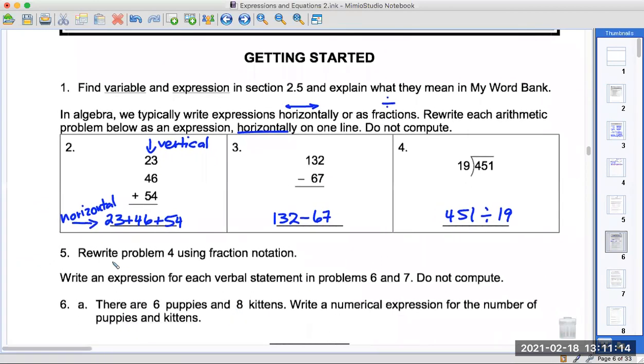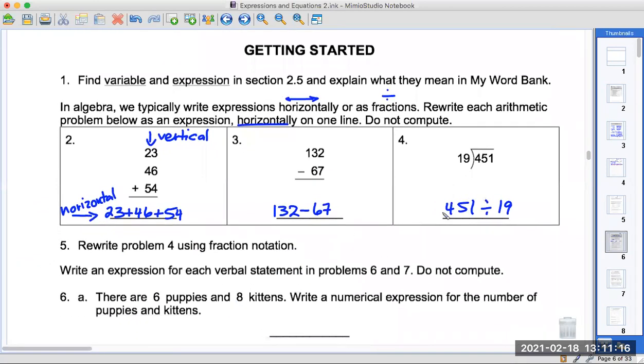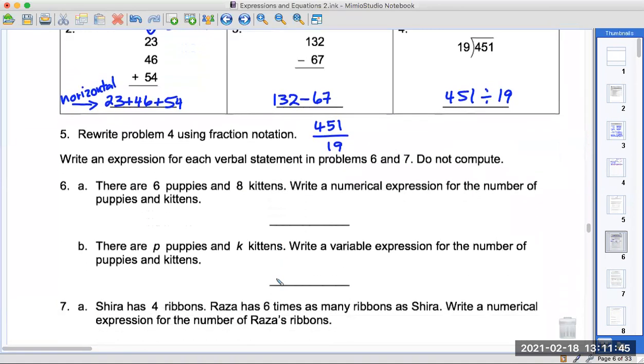So rewrite problem 4 using fraction notation. Okay, the top is your number under the house or in the house, 451 divided by 19. That's how you write it, not the other way around. Order matters here and here, not when you add. And when you multiply, it doesn't matter either. But when you subtract and divide, the order matters. Otherwise, you get the wrong answer.